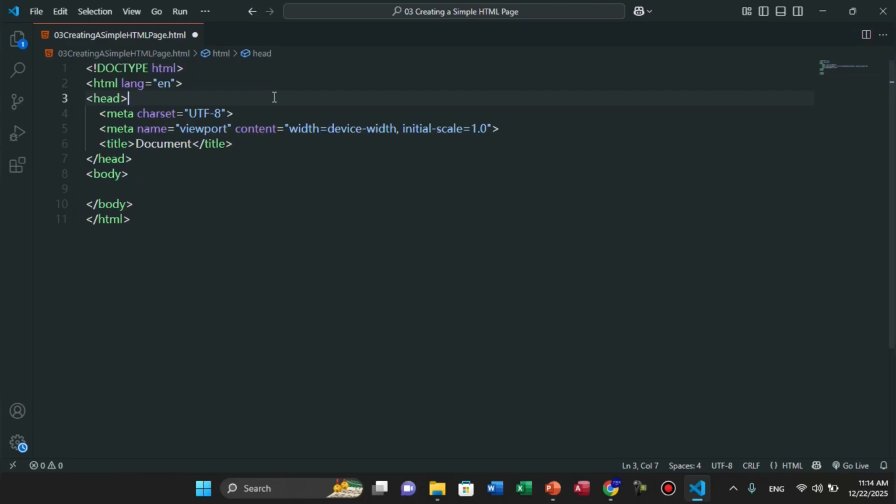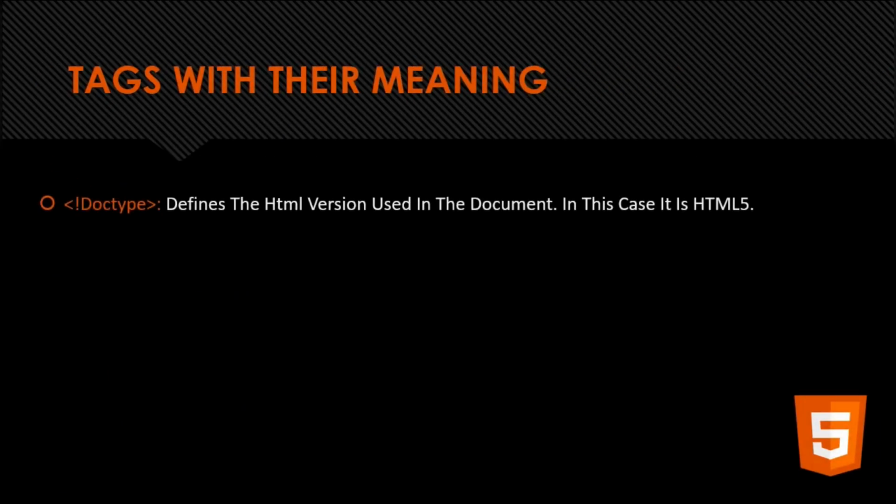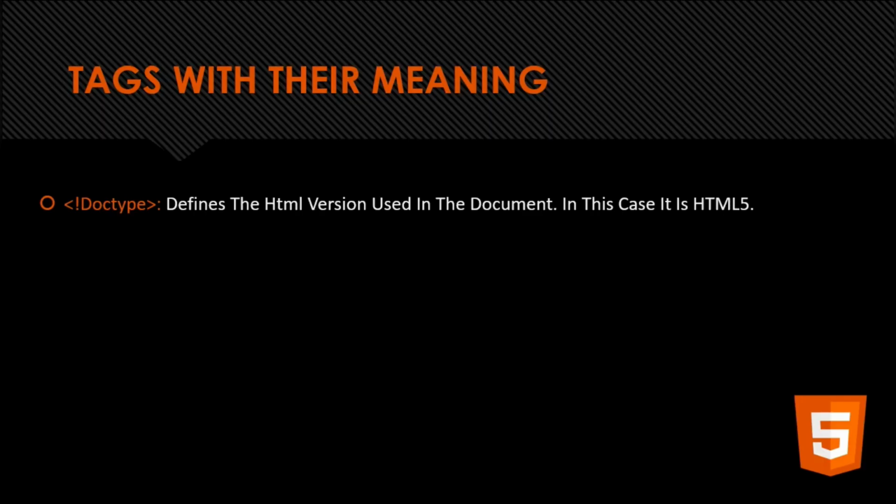Now you must know, why are we writing this code and why is it called the basic code of HTML? So let's talk about it. First, we have got a doctype HTML tag. Why do we write it? We are writing it because it defines the HTML version used in this document. In this case, it is HTML5. Whenever we want to use the HTML5 version, at first you must write this doctype tag, doctype HTML.